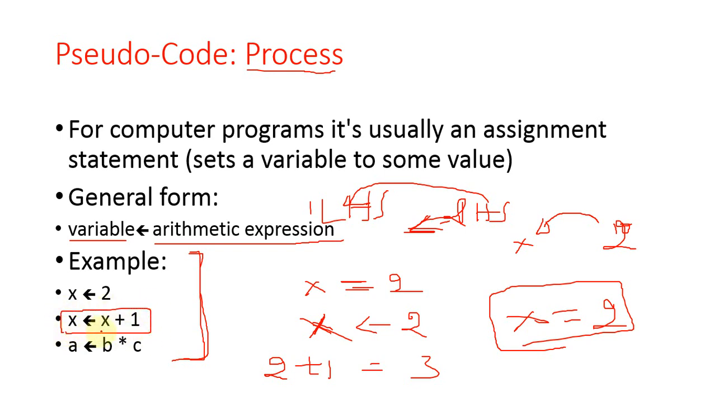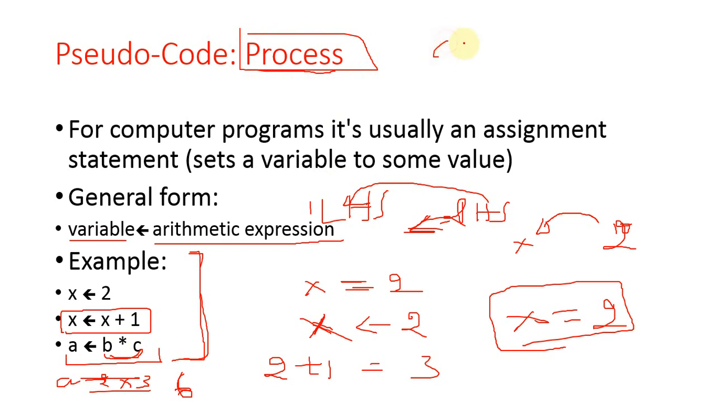X will be updated. Next one is A arrow B into C. This means B into C will be performed first. Suppose B has value 2 and C has value 3. These will be multiplied, so totally it is 6. Then this 6 will be assigned to A. A equal to B into C means the B value and C value will be multiplied, and whatever value is obtained will finally be assigned to A. This is the way of processing in the computer.